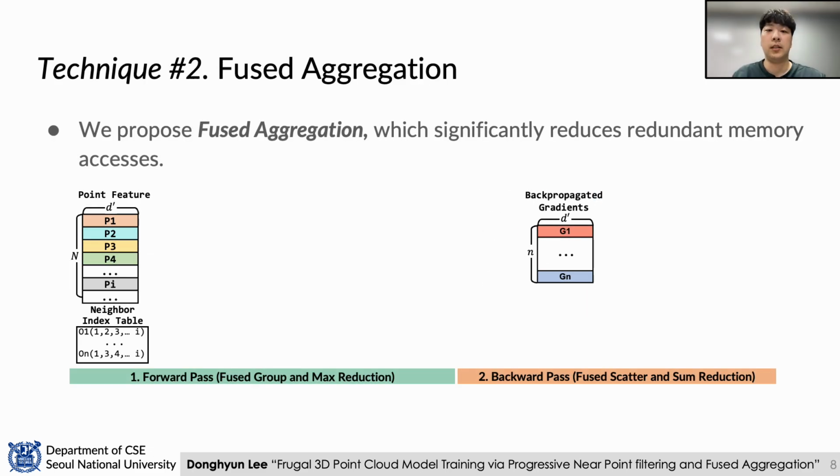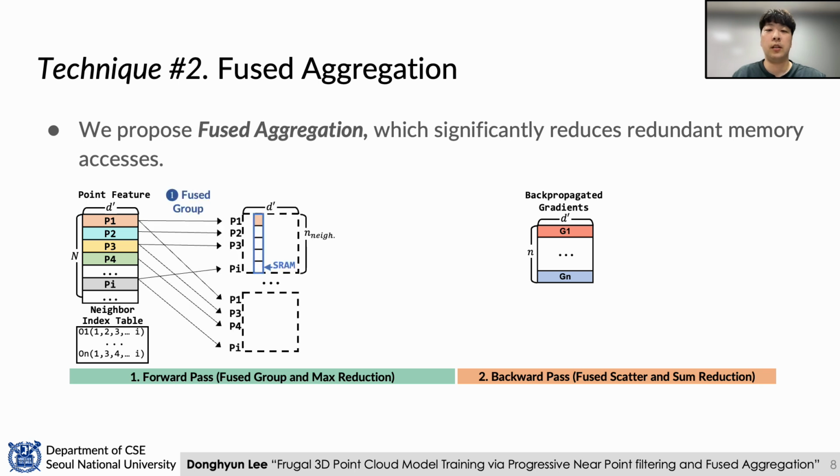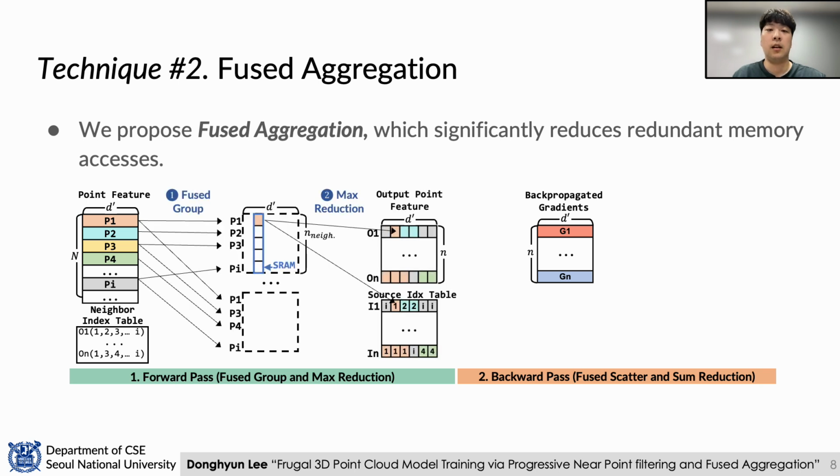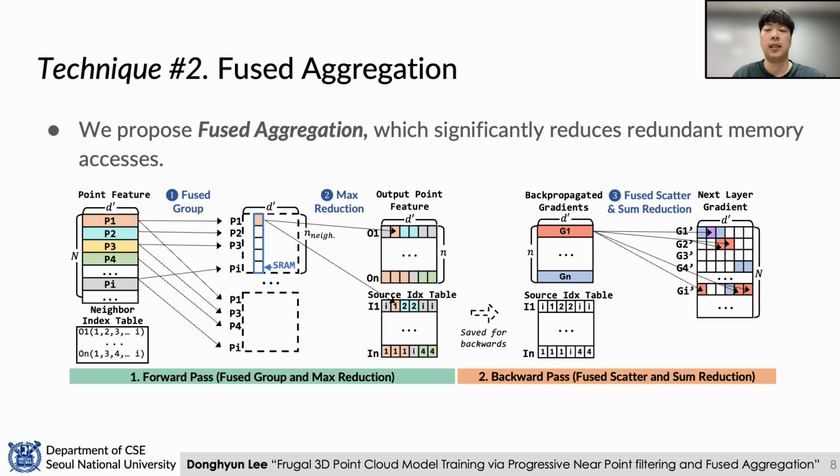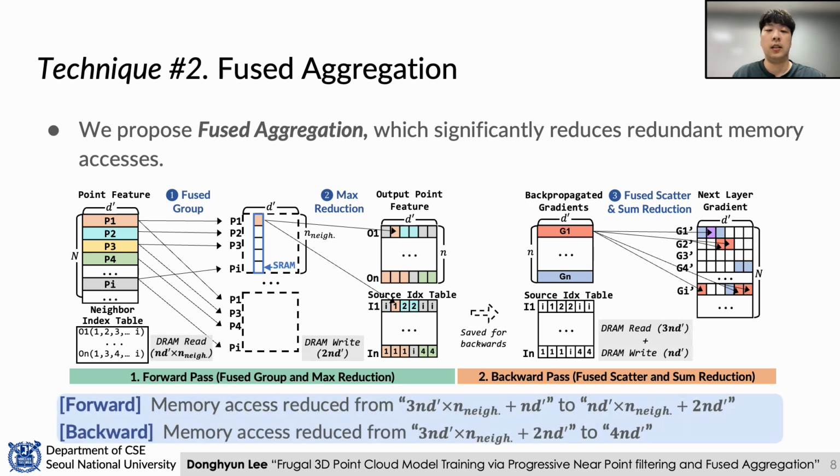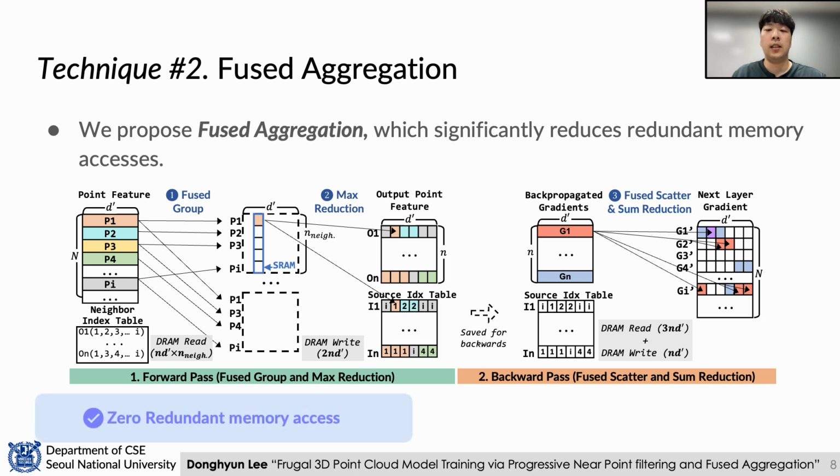Based on these observations, we propose fused aggregation. Grouping and max reduce operations are fused into a single GPU kernel, eliminating memory accesses to the intermediate values. We then save extra information that tracks the source index of input point features for the selected maximum element. In the backward pass, gradients are directly scatter reduced according to the source index table. Through this strategy, redundant memory accesses to the intermediate values are removed, reducing ineffectual computations on those values as well.